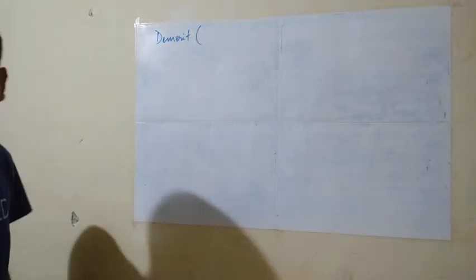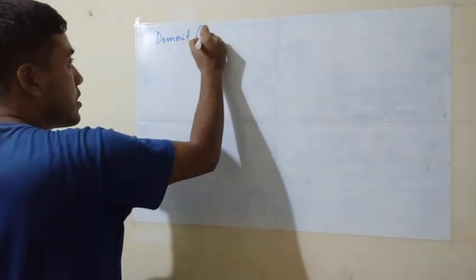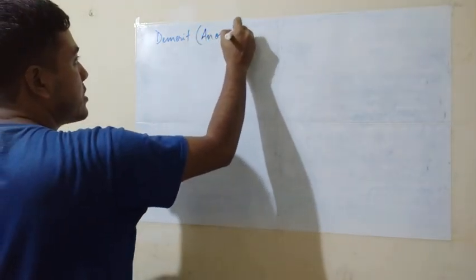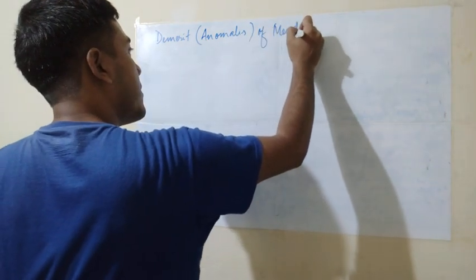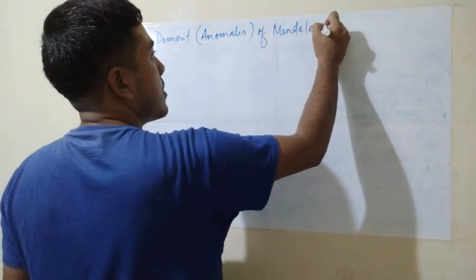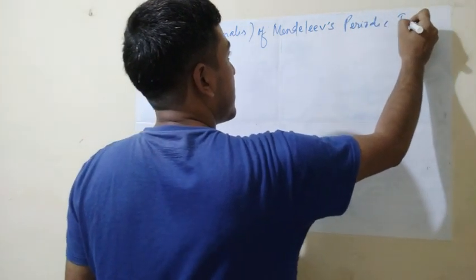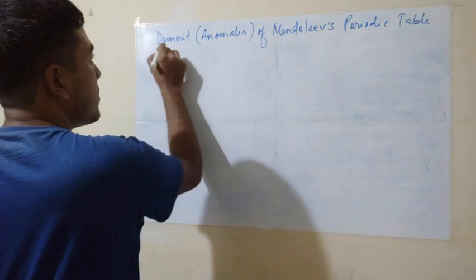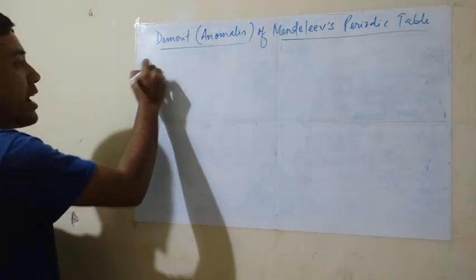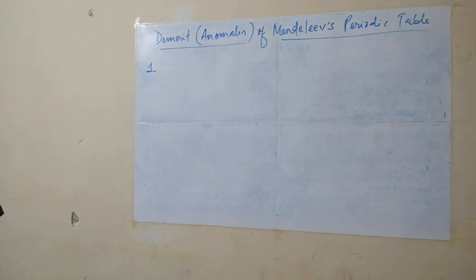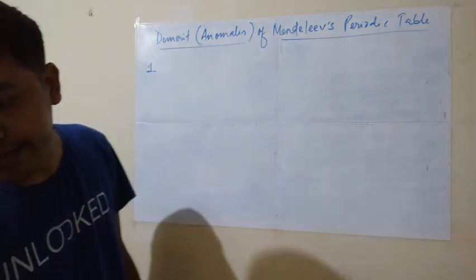Demerit, another name of demerit is anomalies. Anomalies of Mendeleev's periodic table or periodic classification of elements. Now the first one: what are the demerits of the Mendeleev periodic table? The position of the isotope could not be assigned.